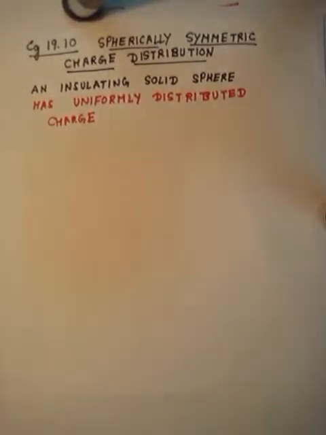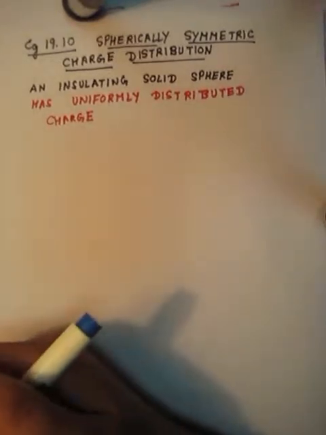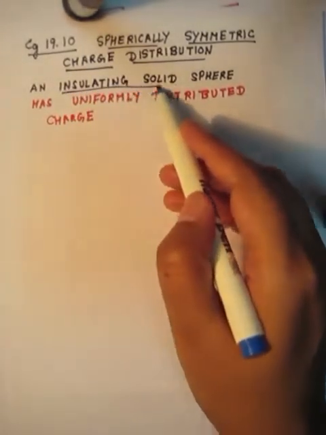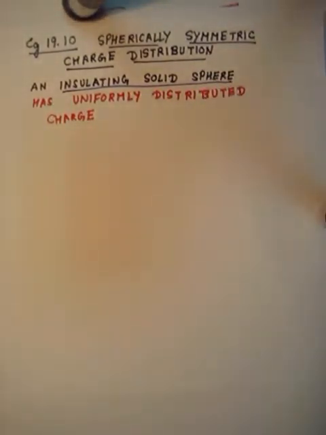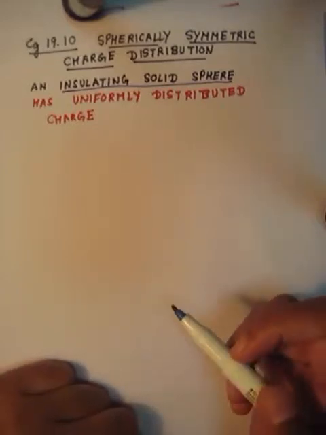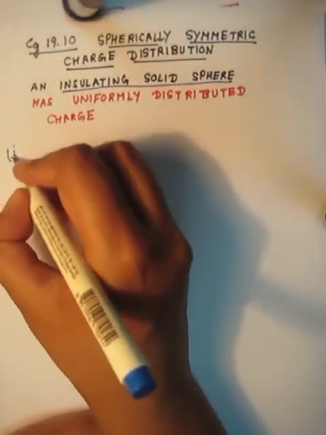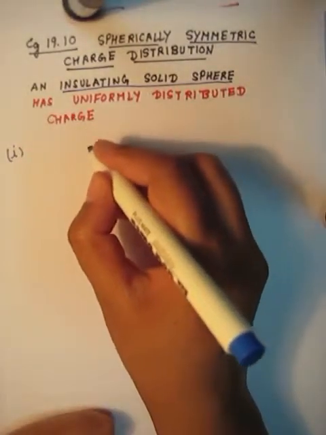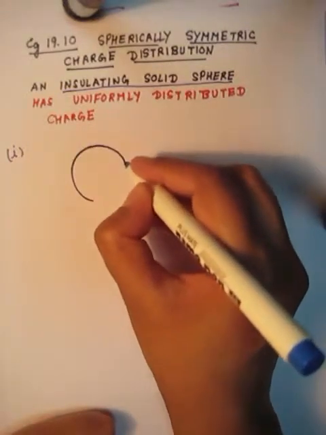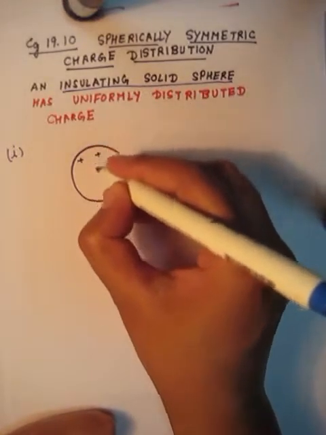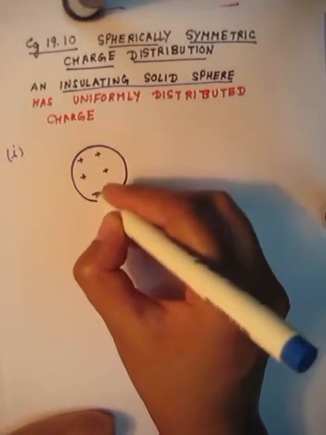Now we are going to use Gauss's law to calculate the electric field due to a symmetrically charged distribution. In this case we are taking an insulating solid sphere, and it has a charge which is uniformly distributed over the surface. So in the first case, suppose that you have a sphere and positive charge is uniformly distributed over this sphere.